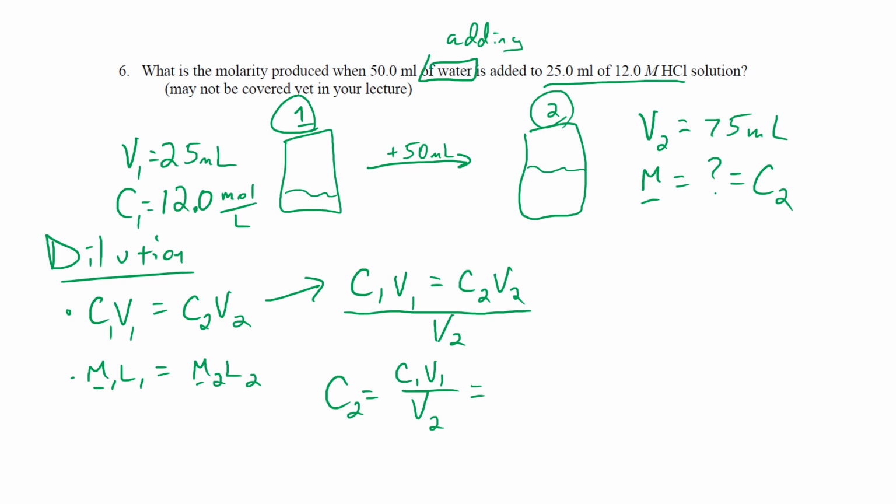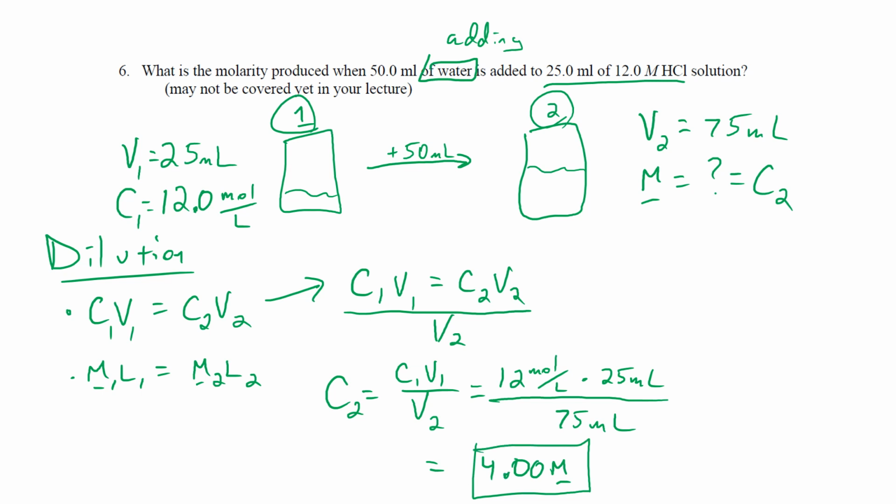Plug in, so I have 12 moles per liter times 25 ml over 75 ml. And I get 4.00 moles per liter, or 4.00 molar.